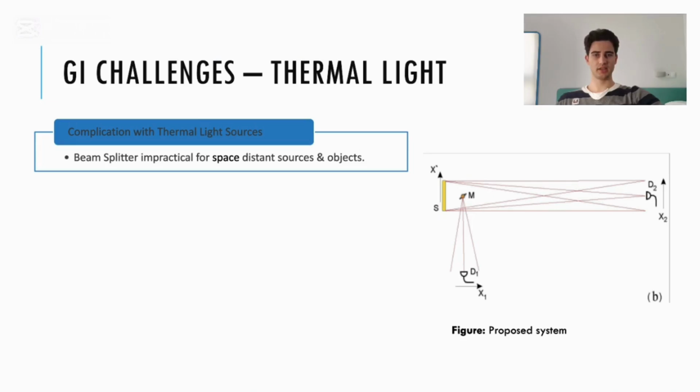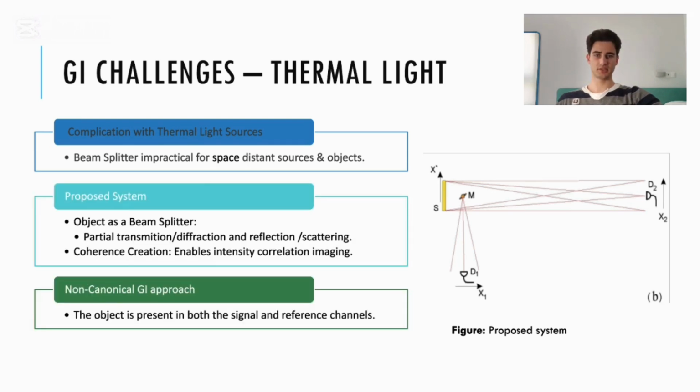However, using a thermal light source brings out a new complication. In general, a beam splitter has to be placed between the source and the object to create correlated speckle patterns in the signal and reference arms. While this is not a challenge in the laboratory environment, it becomes problematic when the source and the object are located far in space. The research carried at Caltech focused on addressing this beam splitter issue.